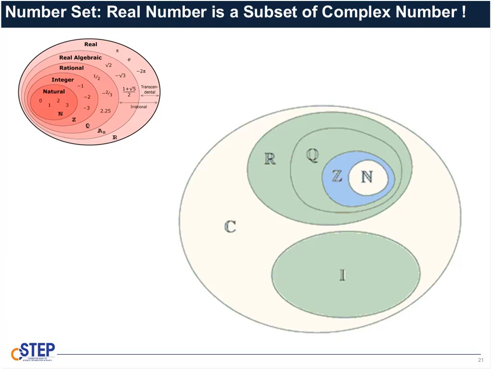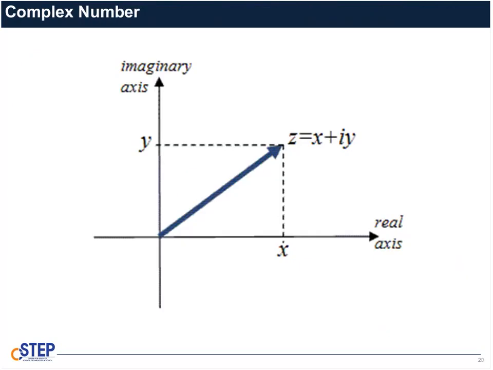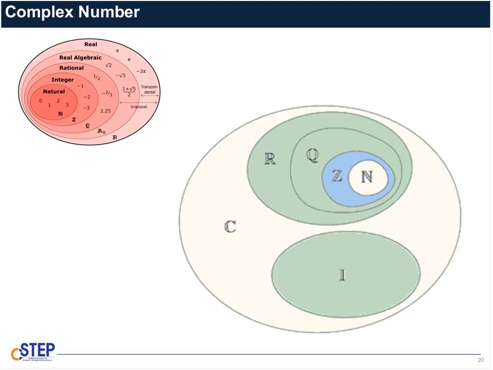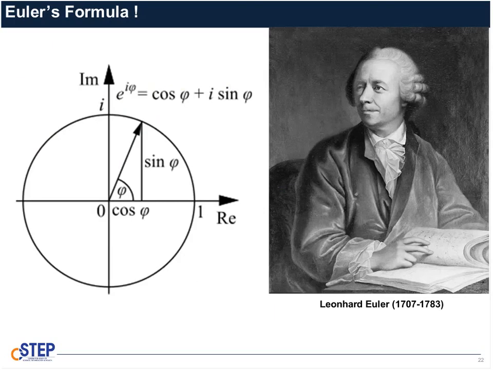But complex number, this real and imaginary axis, it gives a new definition of number. One part is known, which is countable, and another part is unknown. So Leonhard Euler gave a very beautiful representation to relate the geometric nature of the complex number.